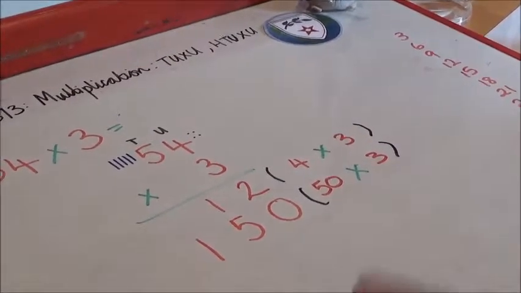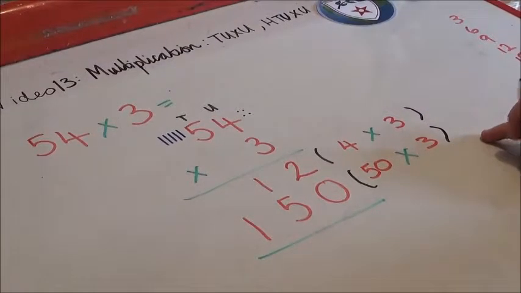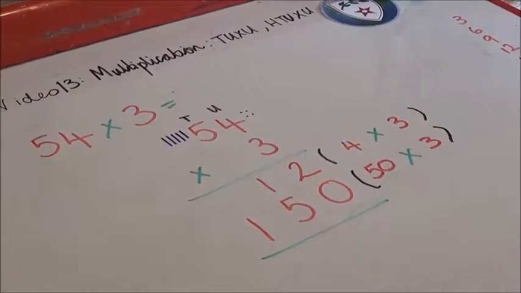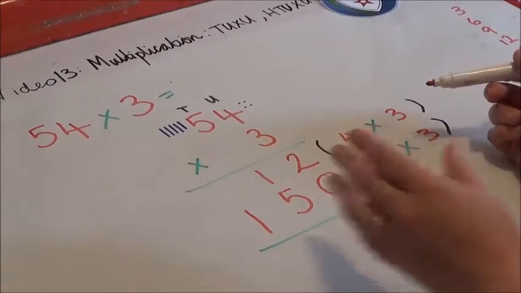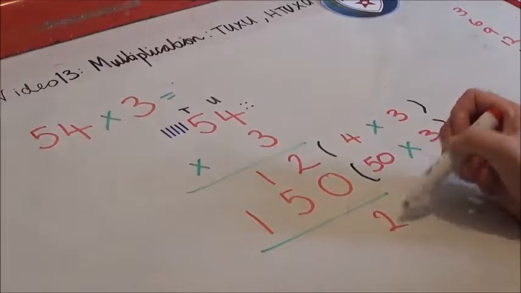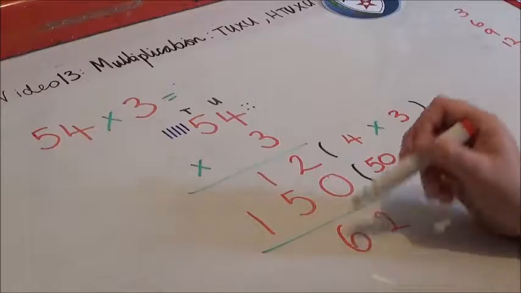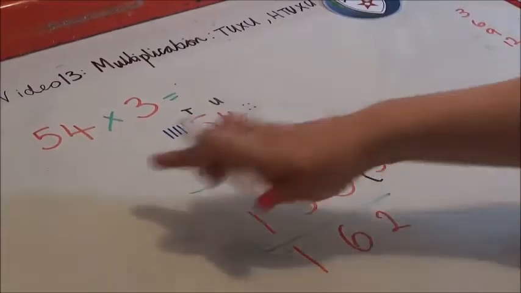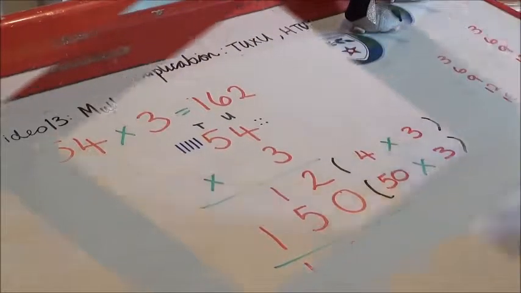Now that we have finished our multiplication from our partitioned numbers, we now need to bring them together. We need to add them together. Using our understanding from column addition, we're going to add these multiplicated numbers up. So I've got 2 add 0 is 2. 10 add 5 tens is 6 tens. And 100 add no other 100 is 100. So 54 times by 3 is 162.